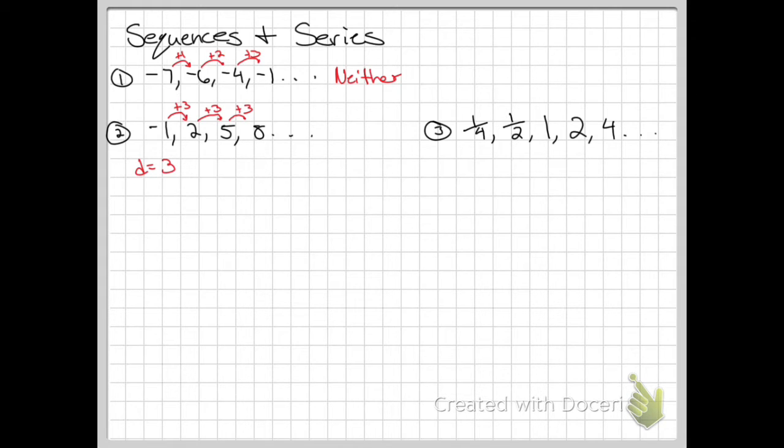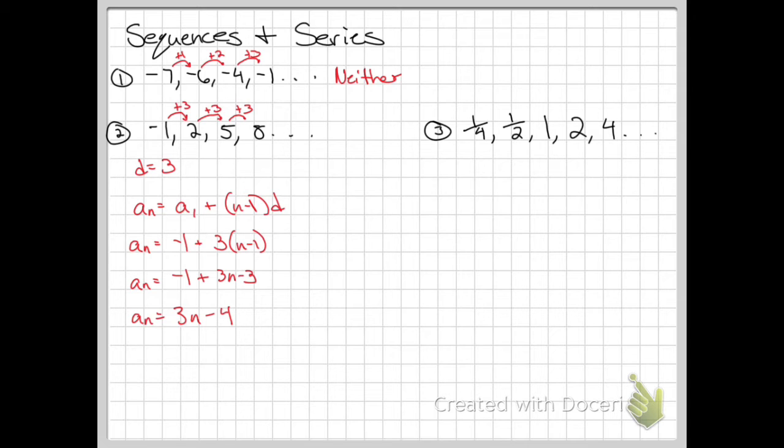Remember that our formula, a_n, is a_1 plus (n minus 1) times d. So a_n is going to be the first term, -1, plus d, we know is 3. I could put that 3 in front, times (n minus 1). Distribute. a_n is going to equal 3n minus 4.